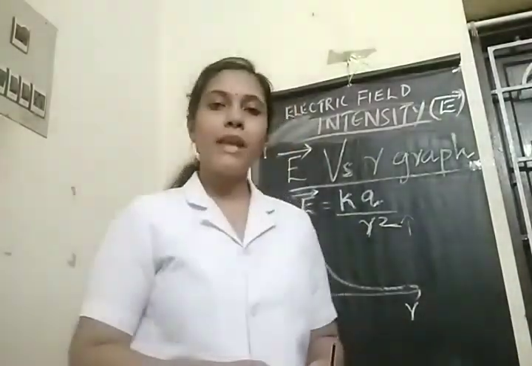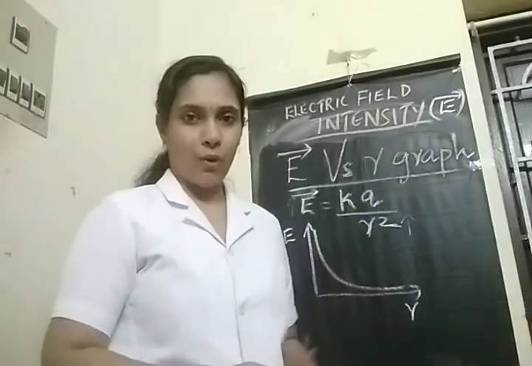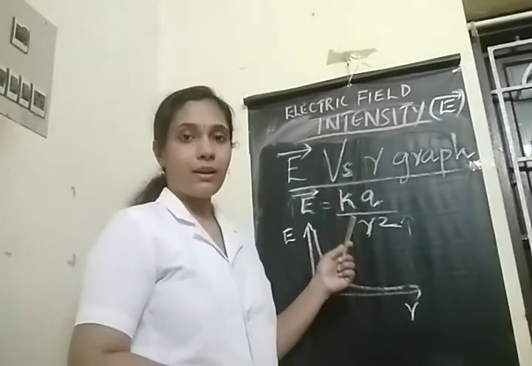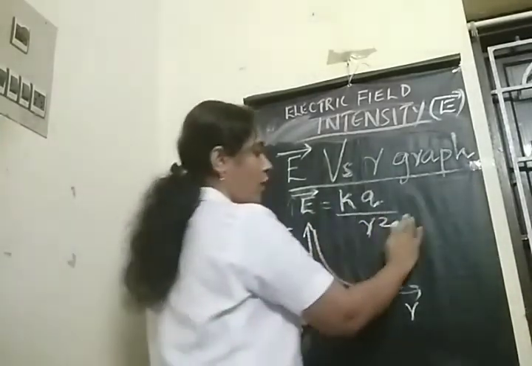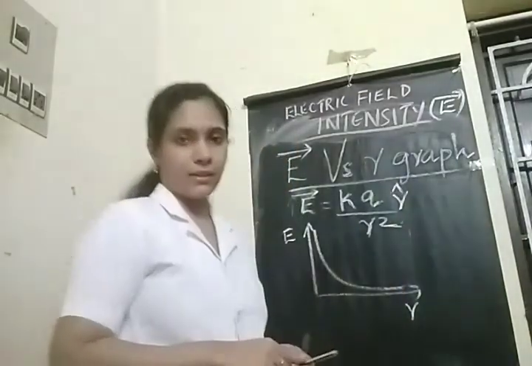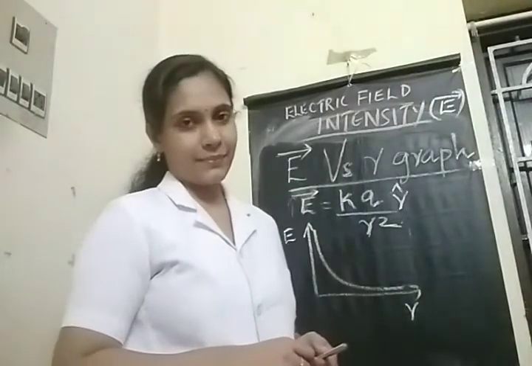Children, how will you express the electric field intensity expression in vector form? In order to express this electric field expression in vector form, along with this expression, just add a unit vector r cap, which shows the direction of electric field intensity.